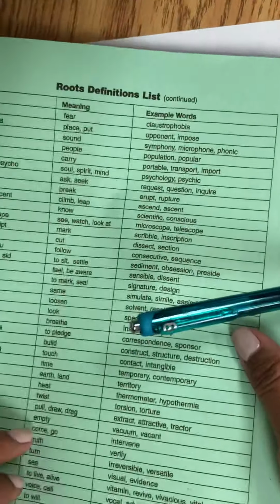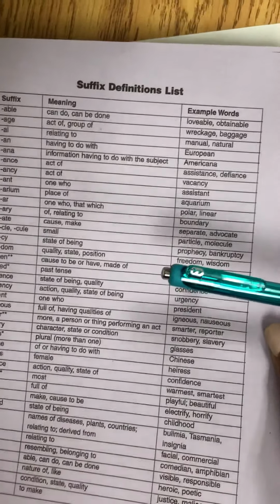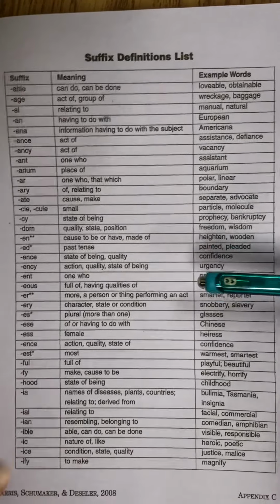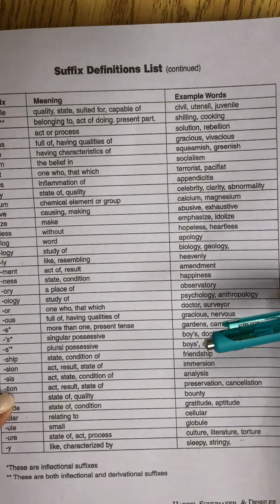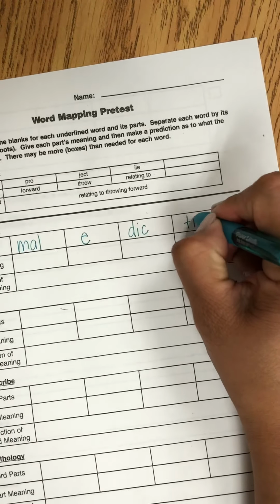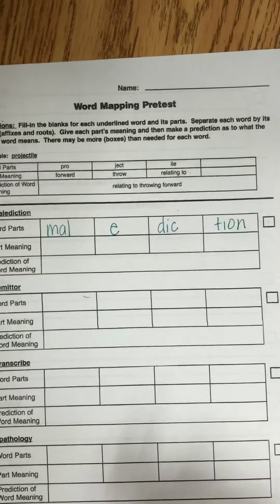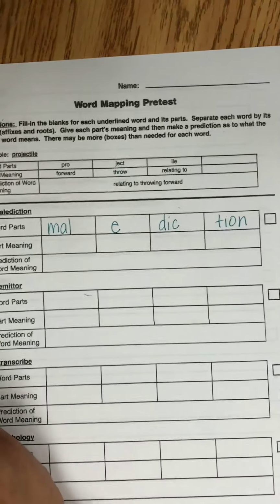Well, there's not, I'm gonna look in my suffixes because that's at the end of the word, and there's no ION. So I'm only gonna have to use DIC. But there is a TION. So I'm gonna put TION here. Okay, so far so good. I've spread them out into word parts.